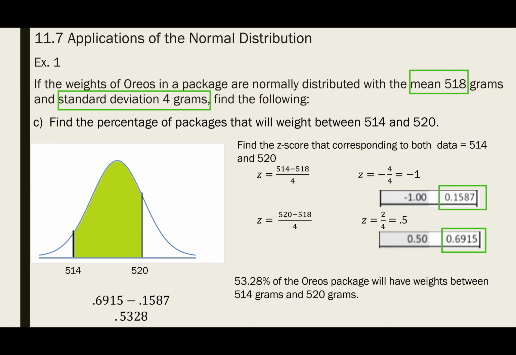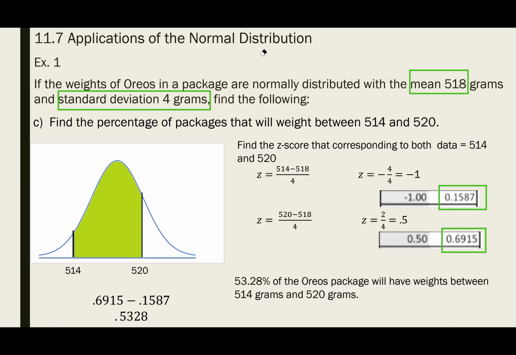It might be 514.7 or 517 or 519. It will be between this. There are 53%, 53.28% to be exact.